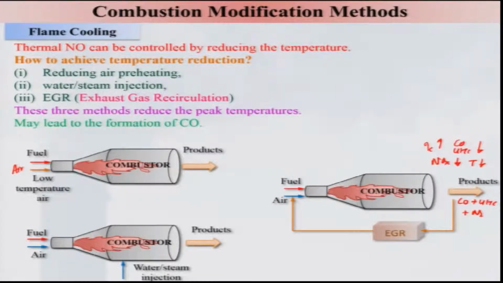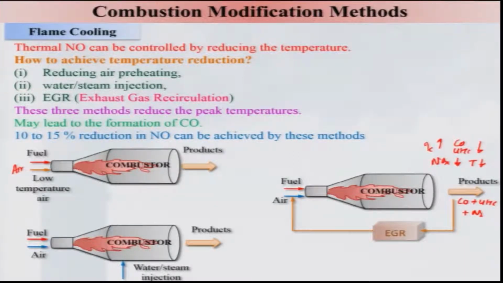reduced. And of course, some of these methods may lead to a higher emission level of CO, which one has to look at, and people have found that 10 to 15% reduction in NO can be achieved by these methods. So, therefore, these are being used, particularly the exhaust gas recirculation method is used in practical application.